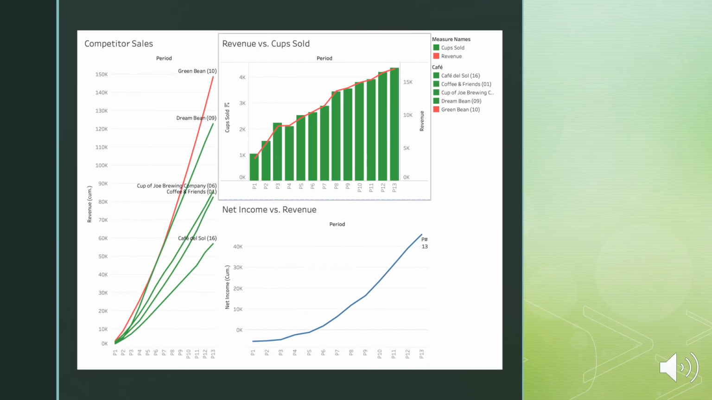And finally, here are all of the slides together.